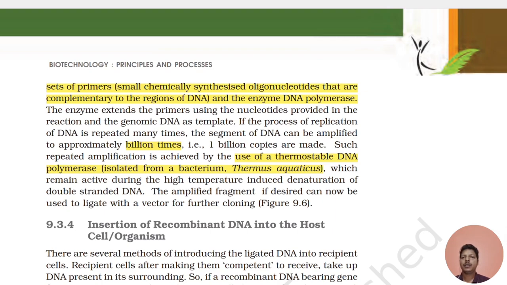First of all, the enzyme extends the primer using the nucleotides provided in the reaction and the genomic DNA as template. If the process of replication of DNA is repeated many times, the segment of DNA can be amplified approximately a billion times, that is, 1 billion copies are made. Such repeated amplification is achieved by the use of the thermostable DNA polymerase, that is Taq polymerase from Thermus aquaticus.